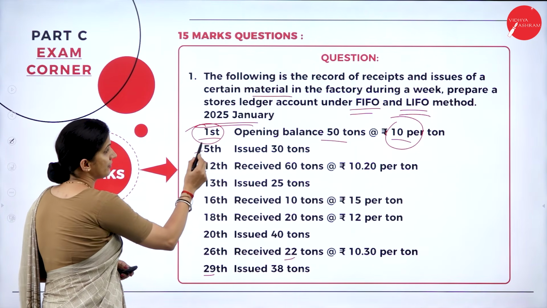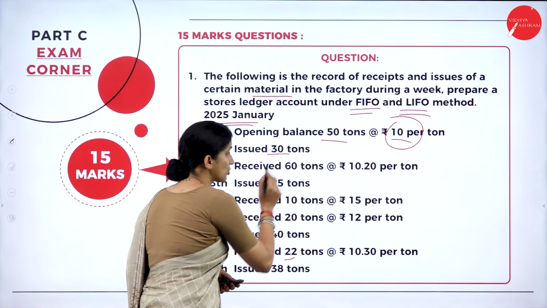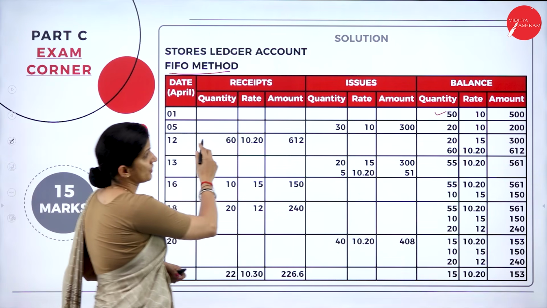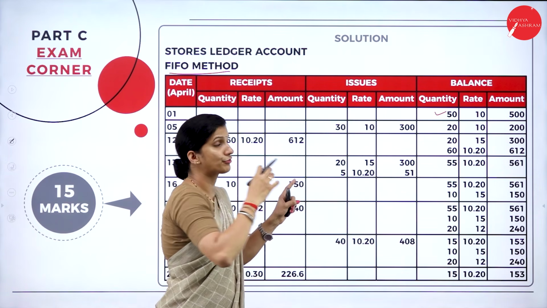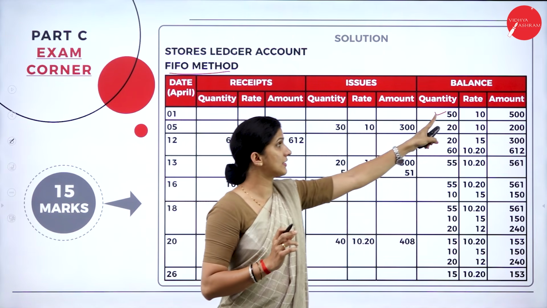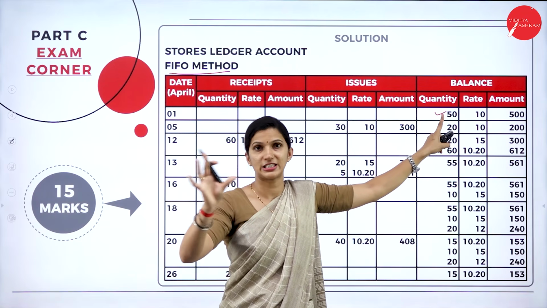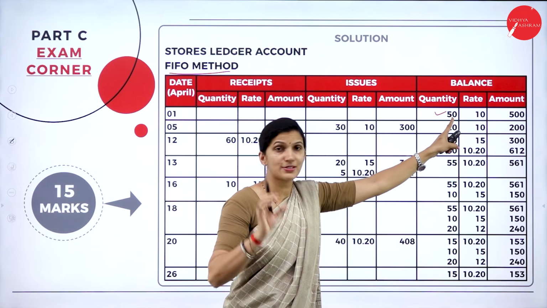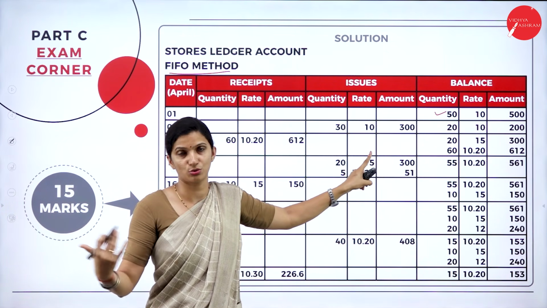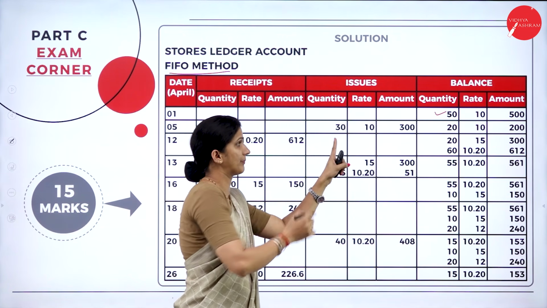Then next we have the transaction on fifth. What is the transaction here? We need to issue 30 tons. Date of transaction, it is 5th. So in the issue column, we have to issue 30 tons. The previous balance you have in the storeroom is 50 tons. From this 50 tons, now on 5th, we are issuing 30 tons to the production department.